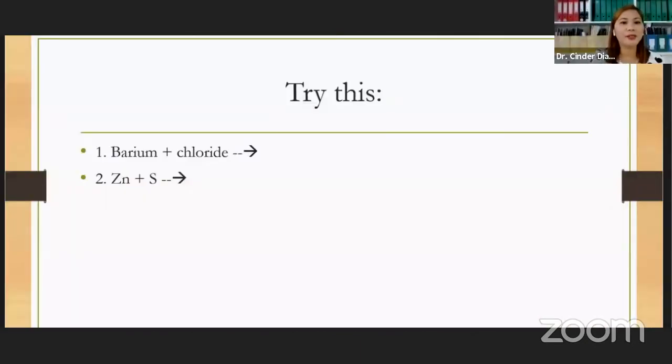Okay, I think we are done with the first type of chemical reaction. I hope you already have an idea on how to present it in a simpler form to your students.